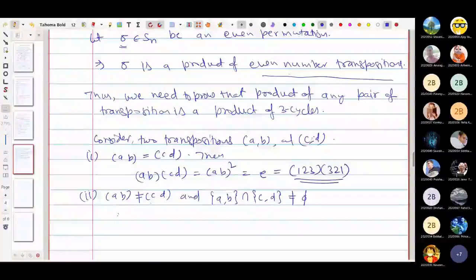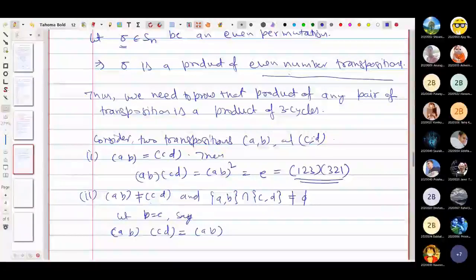Okay, so let B equal C. Then take the transposition AB and take the product with CD. We have (A B), and in place of C we can write B, so (B D). After multiplication, we have (A B D). So this is also a 3-cycle, a product of 3-cycles.